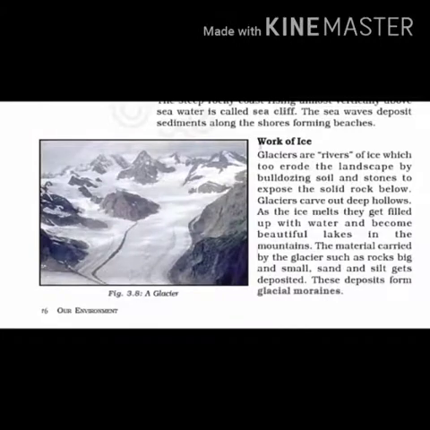Now let's read about the work of ice. What do they do? Glaciers are nothing but rivers of ice, we know that, and they erode the landscape by bulldozing soil and stones to expose the solid rock below. Now as the ice melts, the hollows get filled up with water and become beautiful lakes in the mountains. The material carried by the glaciers, such as rocks, big and small, and sand, gets deposited. These deposits are called glacial moraines.